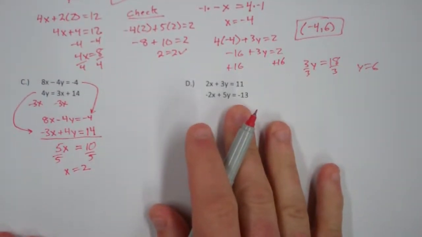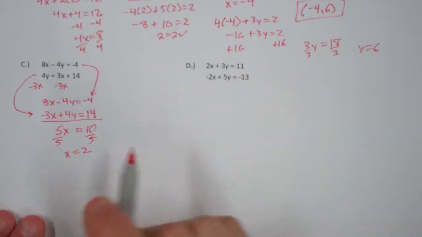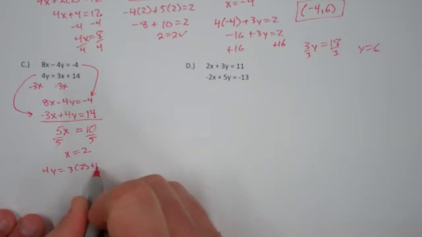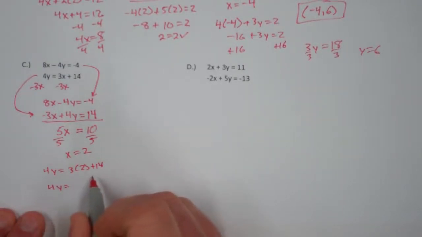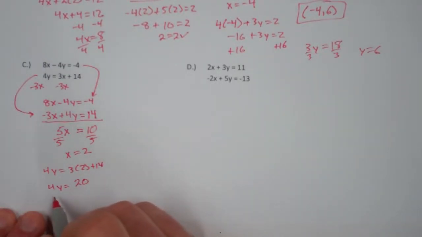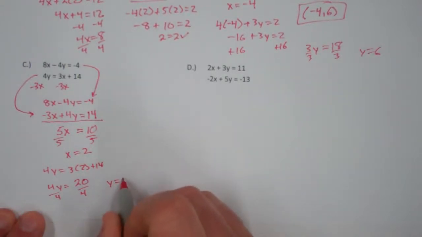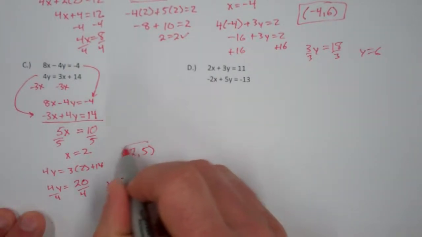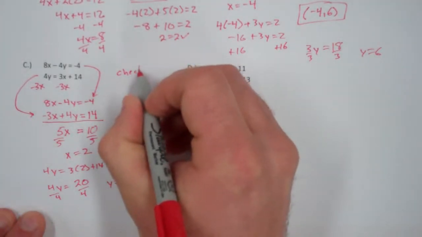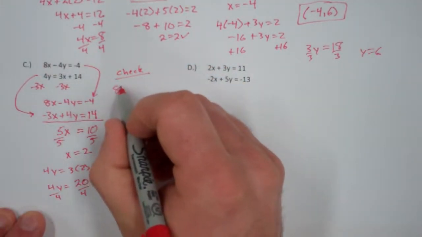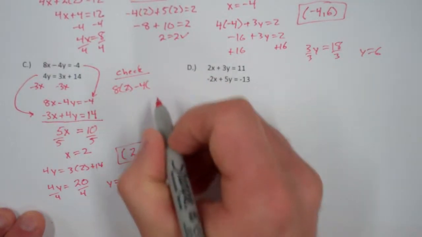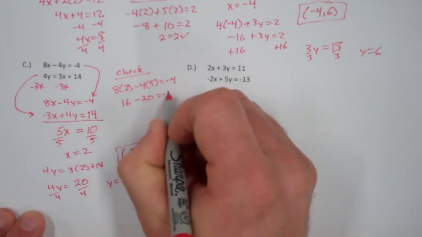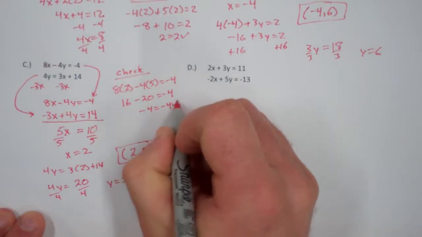Now to solve for y, we can choose either equation. So let's just do this one for grins. So let's do 4y is equal to 3 times 2 plus 14. So 4y is going to be, well, that's 6 plus 14, or 20. And then divide by 4, and we find y to be 5. All right, so we think the solution to this here is 2, 5. Let's check it with the one we didn't use previously, so that's this first one. So we've got 8 times 2 minus 4 times 5 is equal to negative 4. 16 minus 20 is equal to negative 4, and that is actually a true statement. This one checks out.